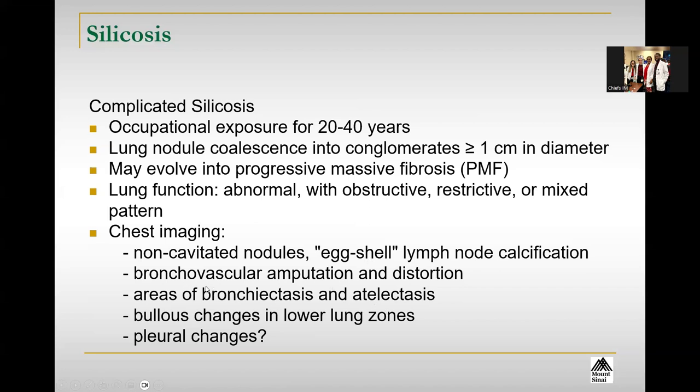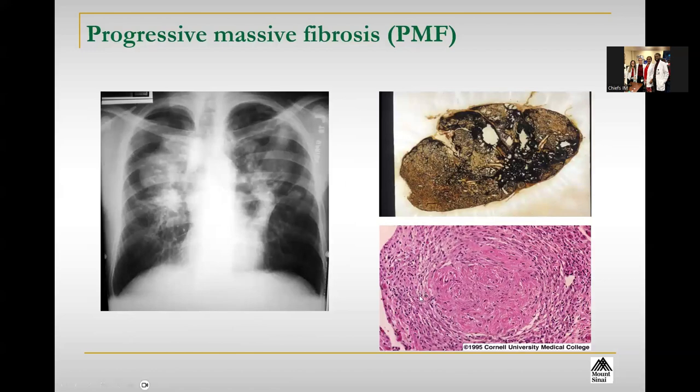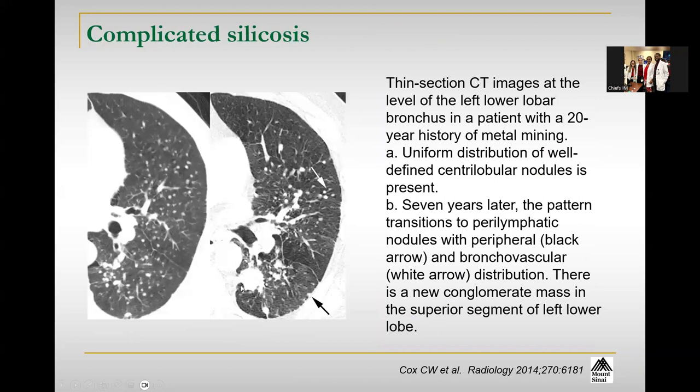These masses can cause bronchovascular amputation and distortion, with areas of bronchiectasis and atelectasis. People tend to be fairly symptomatic. And because of the traction of the lung upwards towards the upper lobes, there are bullous changes, usually in the lower lung zones, that look like blebs, like the ones you see in severe emphysema. But as I said, the pleural changes are usually caused by coalescence of nodules in the subpleural location. Again, this is a case of progressive massive fibrosis. You see the large diameter masses, intensely fibrotic in a concentric way. And here's an example of progressive massive fibrosis and some of the subpleural nodules that can sometimes give the appearance of pleural abnormalities.